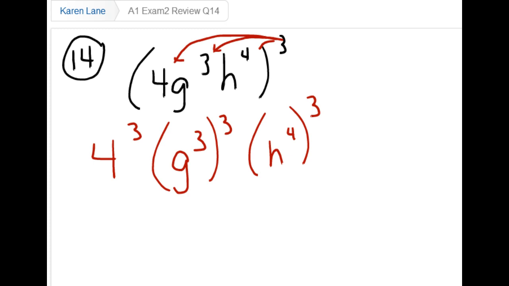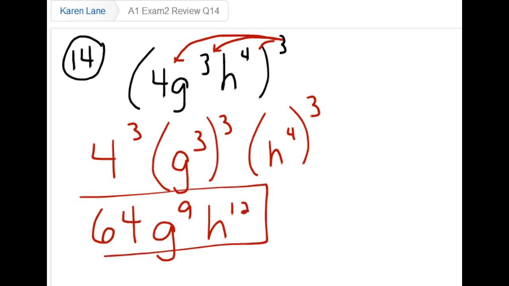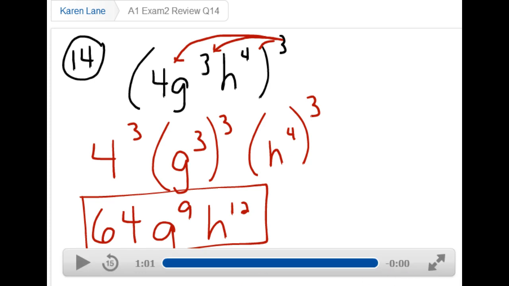This is 4 to the 3rd, which is just 4 times 4 times 4, so that's 64. G to the 3rd raised to the 3rd power, multiply the exponent, so that's g to the 9th. H, you multiply the exponents, 4 times 3 is 12. So your answer is 64, g to the 9th, h to the 12th.